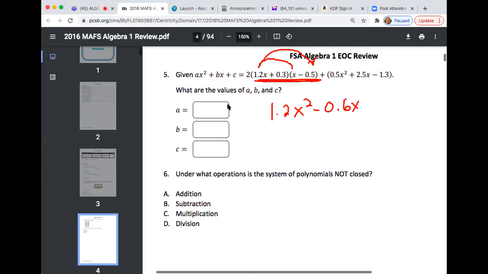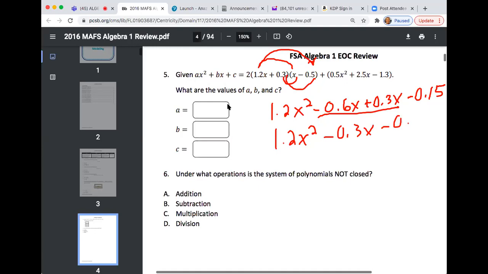And then, guys, I'm going to take 0.3 times x, and that's going to give me 0.3x. Plus 0.3x. And then last but not least, I'm going to take the 0.3 multiplied by negative 0.5. 3 times 5 is 15, guys. There's two numbers after the decimal, so that's going to be negative 0.15. Now, we're going to combine these together, so we get 1.2x squared minus 0.3x minus 0.015. Now, guys, all of this needs to be multiplied by the 2 coefficient.